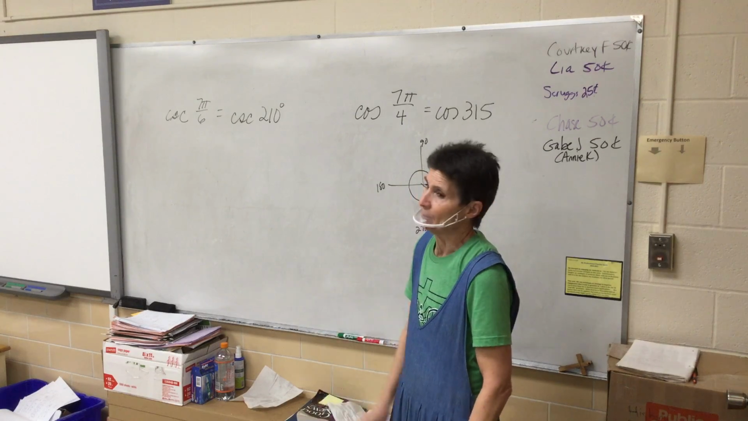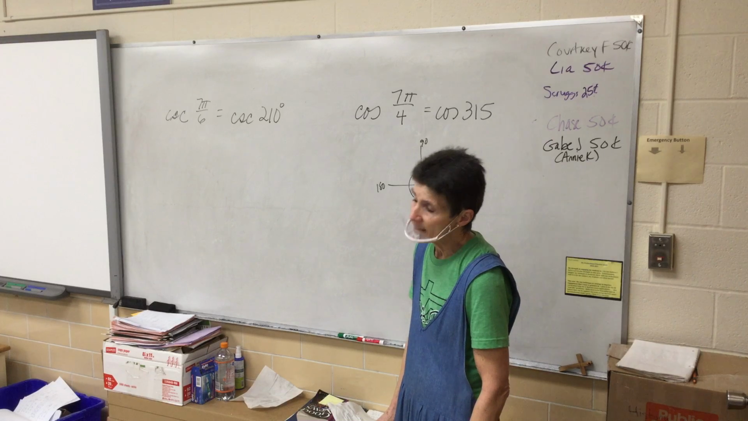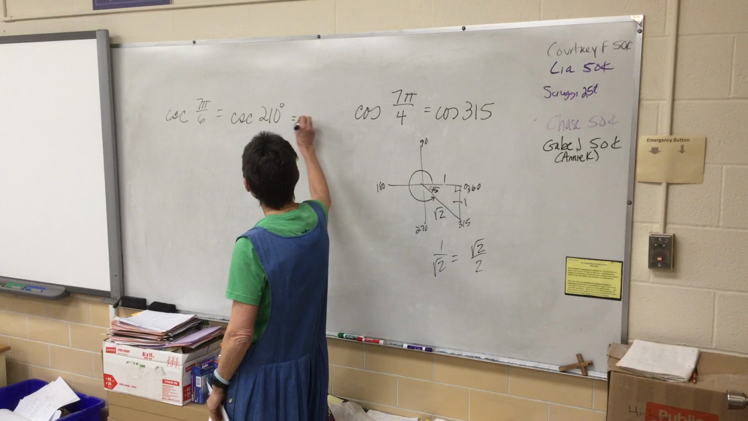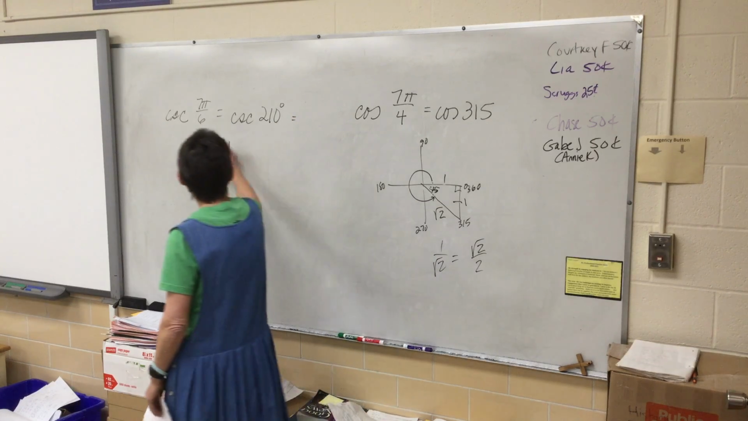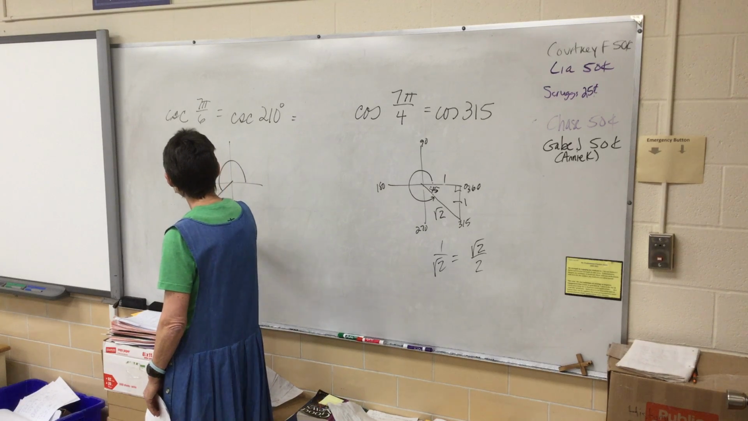I bet my allowance that somebody's gonna put 210 down as the answer. It is not. You need the cosecant, so your answer needs to be a fraction. To find the fraction, we're gonna draw 210. Does everybody have it drawn down here like this?